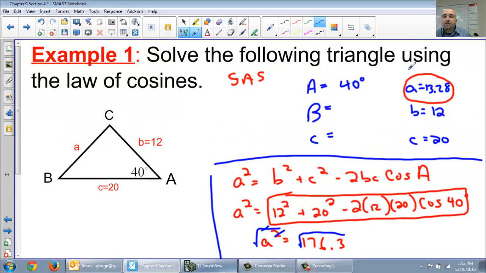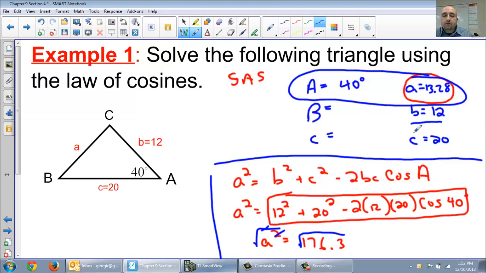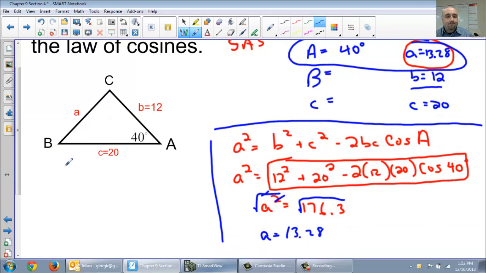Now, if you notice, I now have a set. I can now go back and do the law of sines. Now, the trick is, once you go back to the law of sines, you want to do the smaller of the two first. So I have a 12 and a 20 left. I'm always going to start with the smaller one. So we're going to set up our law of sines.